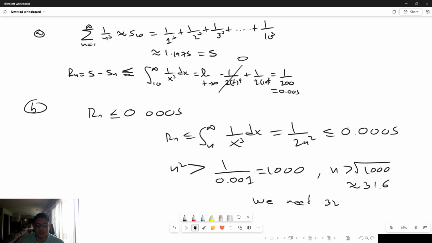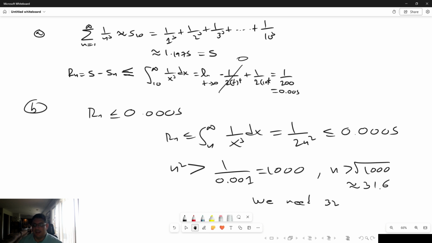Okay, so notice that we need an n larger than 31.6. That gives me 32, so n equals 32, 33, 34 will all work out to give me this small of an error.